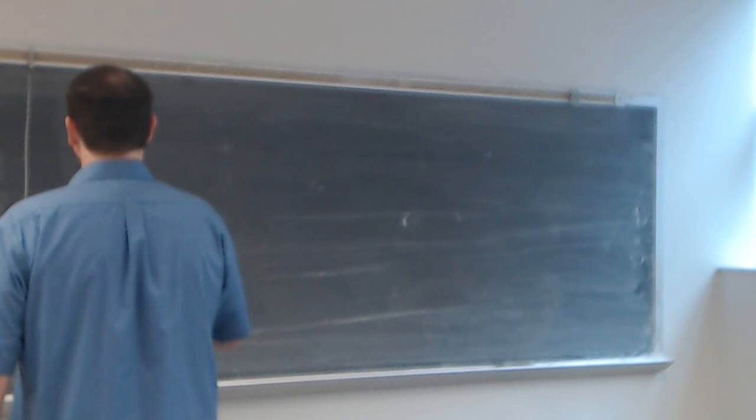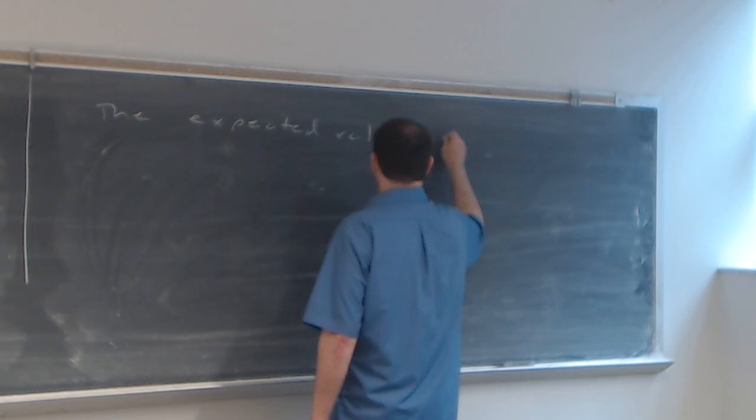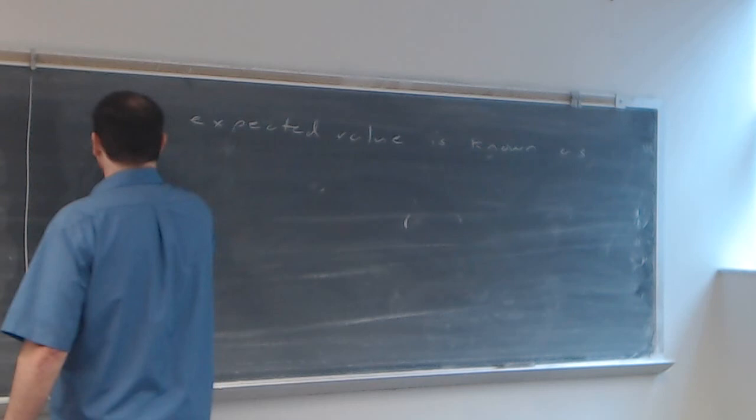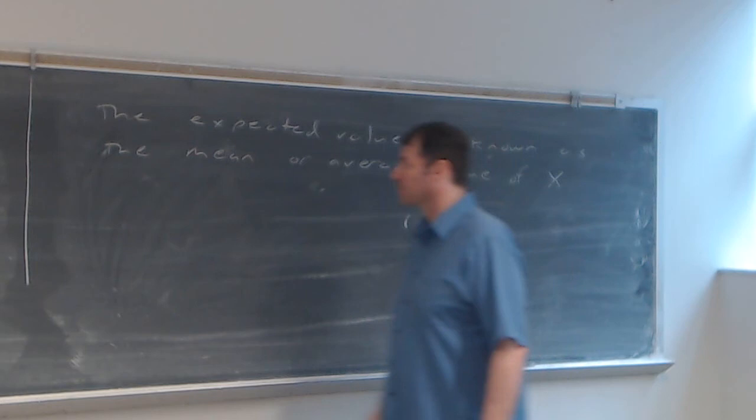Now, the expected value is known as the mean or average value of the random variable x. Let's look at an example.